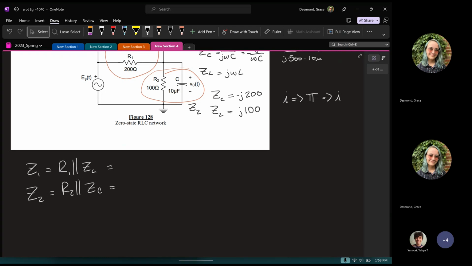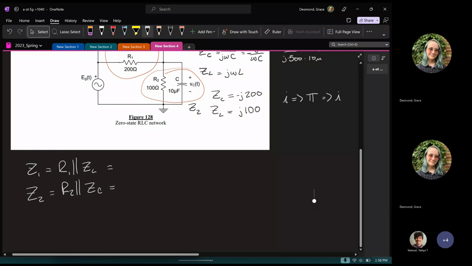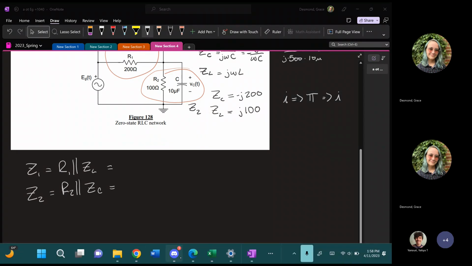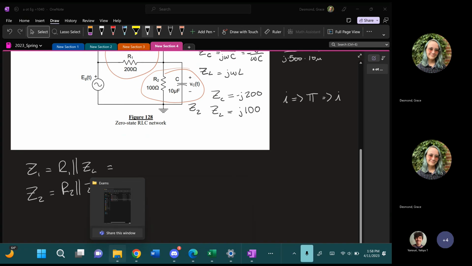That's usually how we get the parallel, and they come out pretty good. But I got 40 plus j for Z1. It's just 200 plus 100. It's 200 ohms, right? Yeah, it's 200. Oh, I don't think so. It's 2,000. No, it isn't.